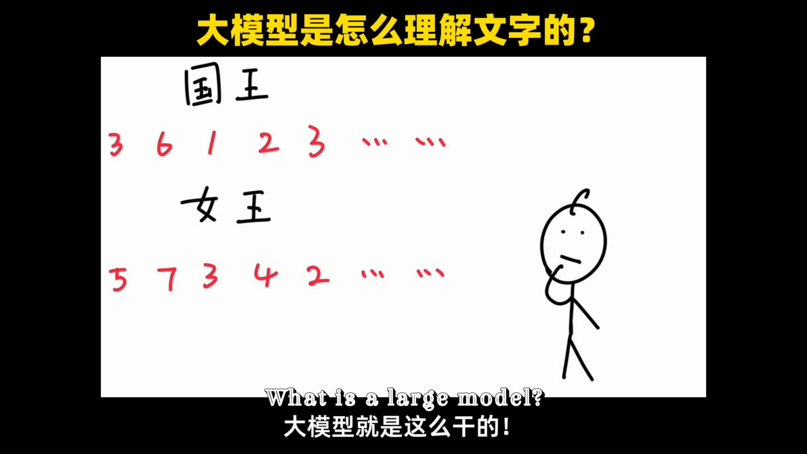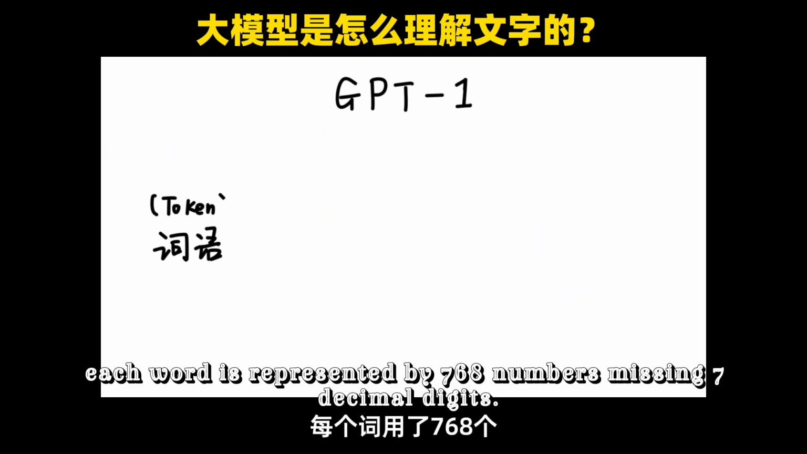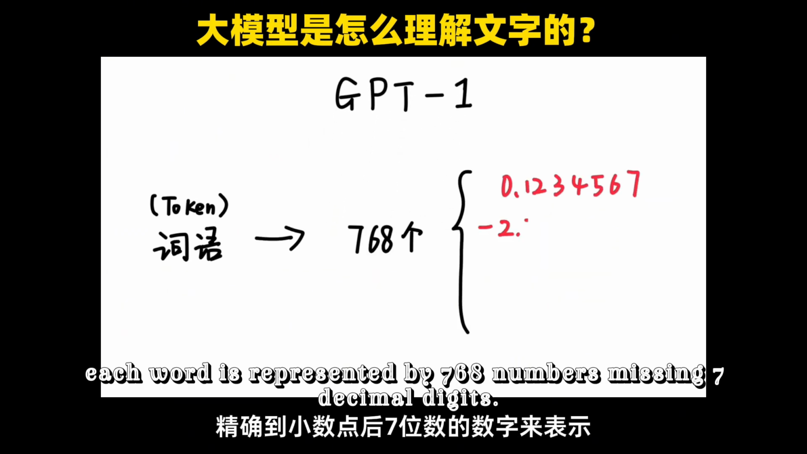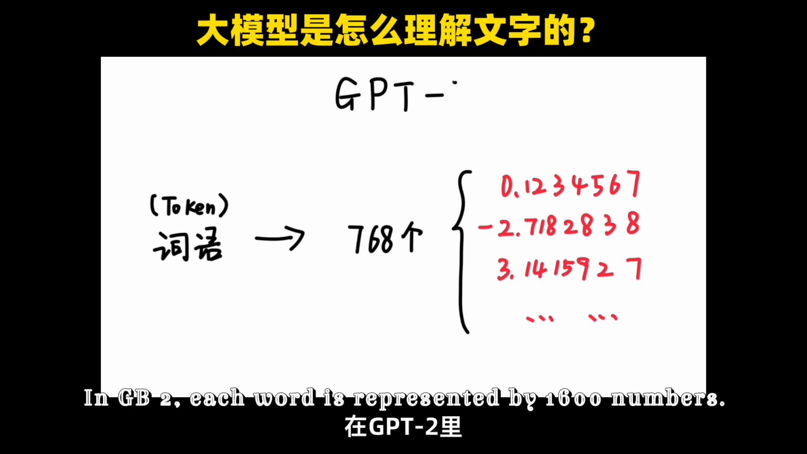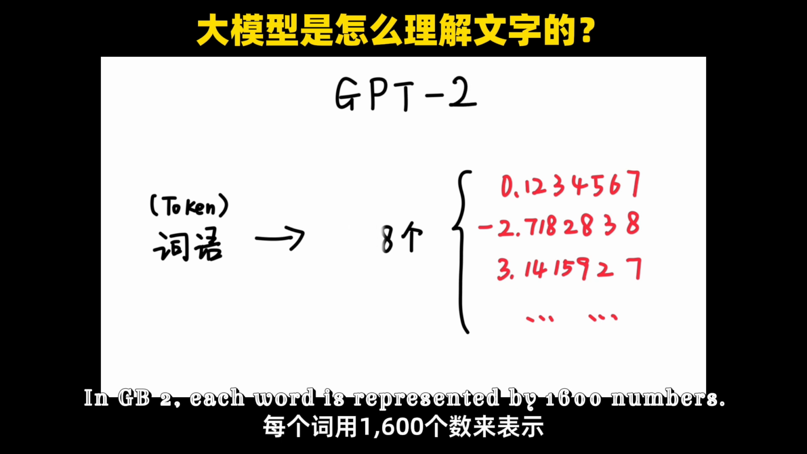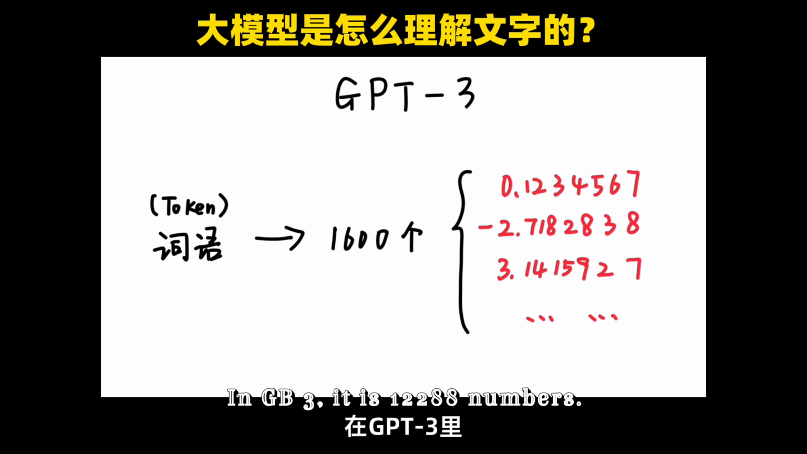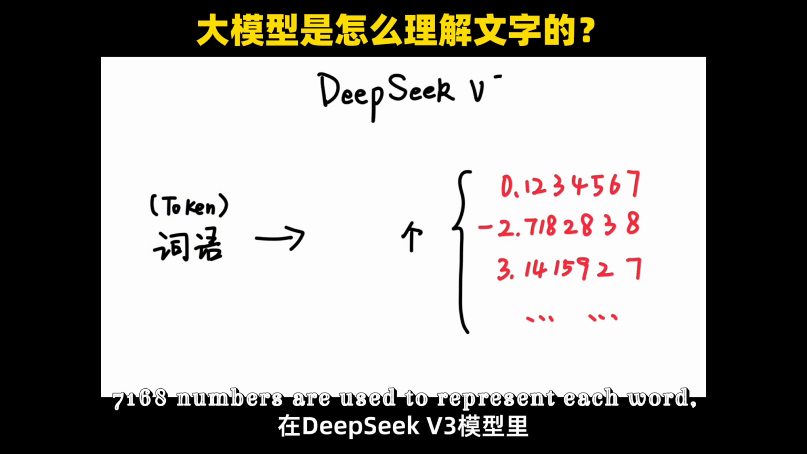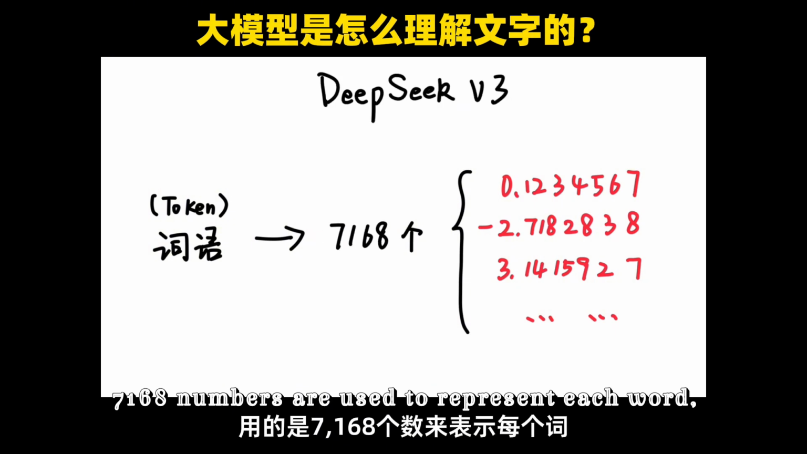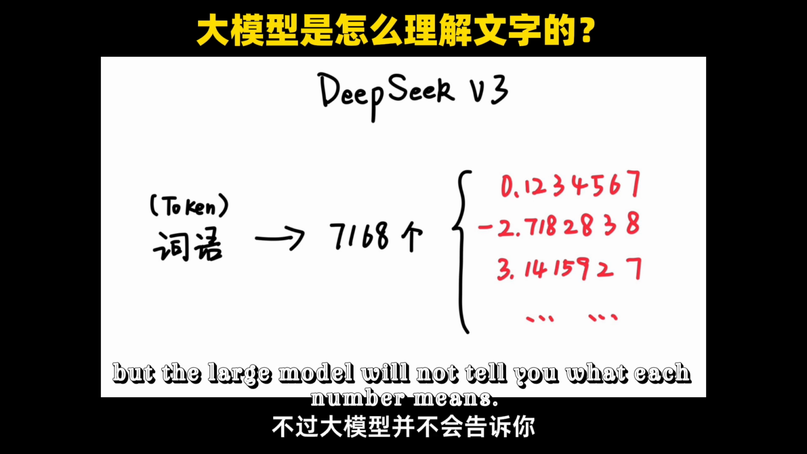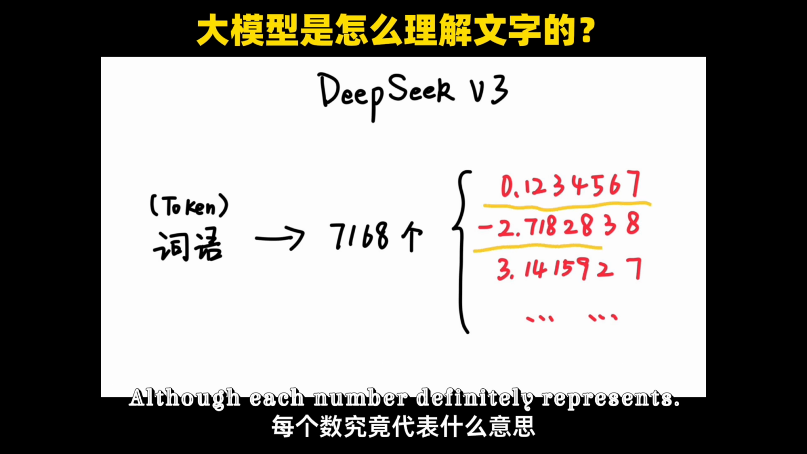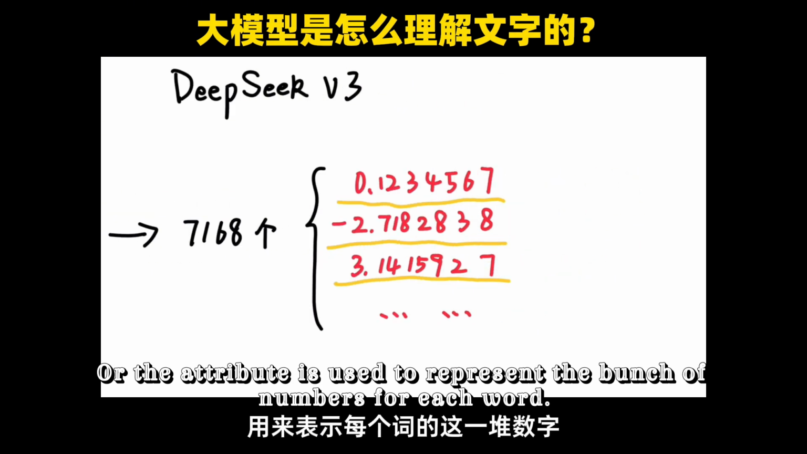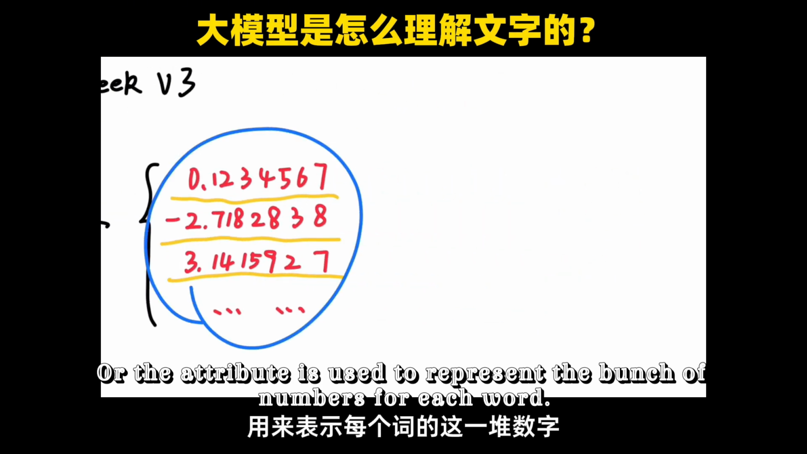What about a large model? In GPT-1, each word is represented by 768 numbers. In GPT-2, each word is represented by 1600 numbers. In GPT-3, it is 12288 numbers. In DeepSeek V3, 7168 numbers are used to represent each word, but the large model will not tell you what each number means, although each number definitely represents some attribute of the word.